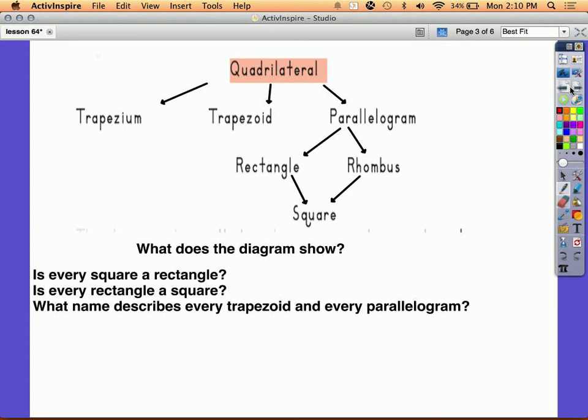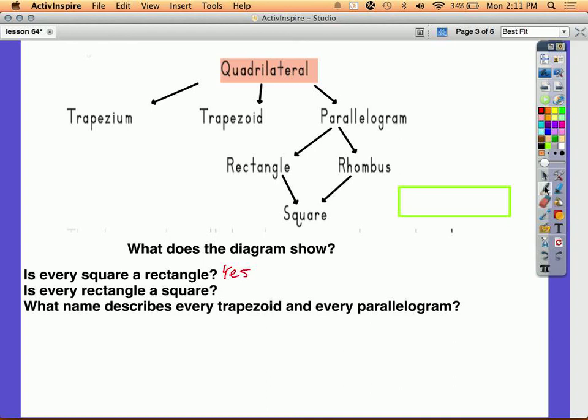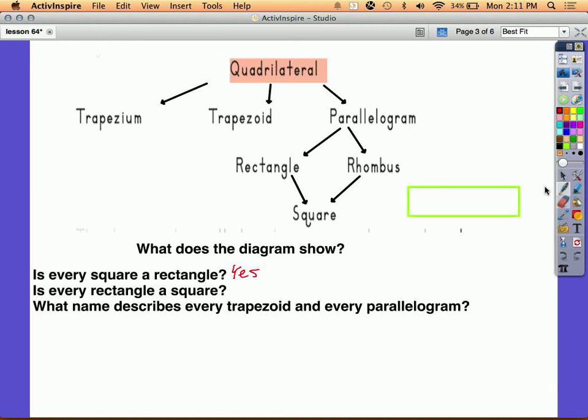So, I have a couple questions for you to think about. Is every square a rectangle? Well, does every square have two sets of parallel sides? Yes. And does it have four 90-degree angles? Yes. So, therefore, every square is a rectangle. Now, is every rectangle a square? Well, remember, a square, all the sides are the same, and not all rectangles have to have four sides the same. For instance, that rectangle I just made is not a square. So not every rectangle is a square.